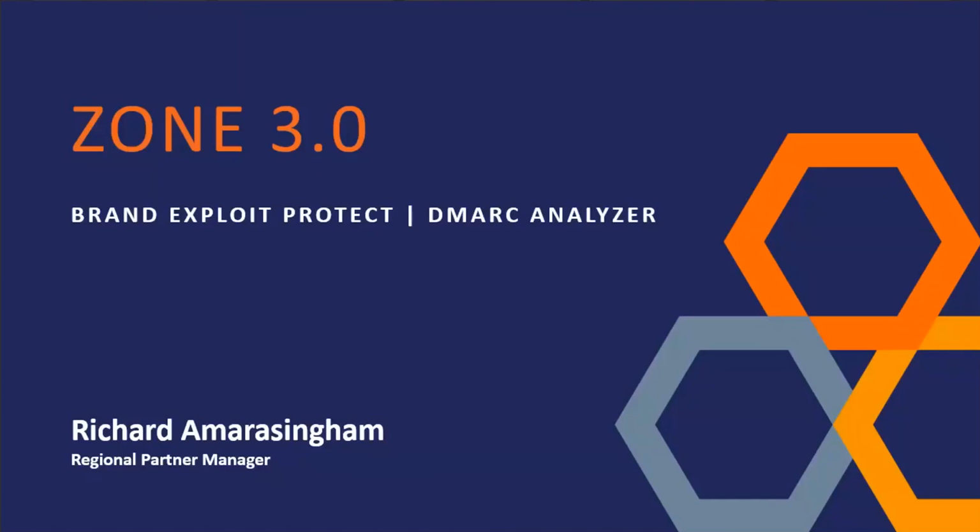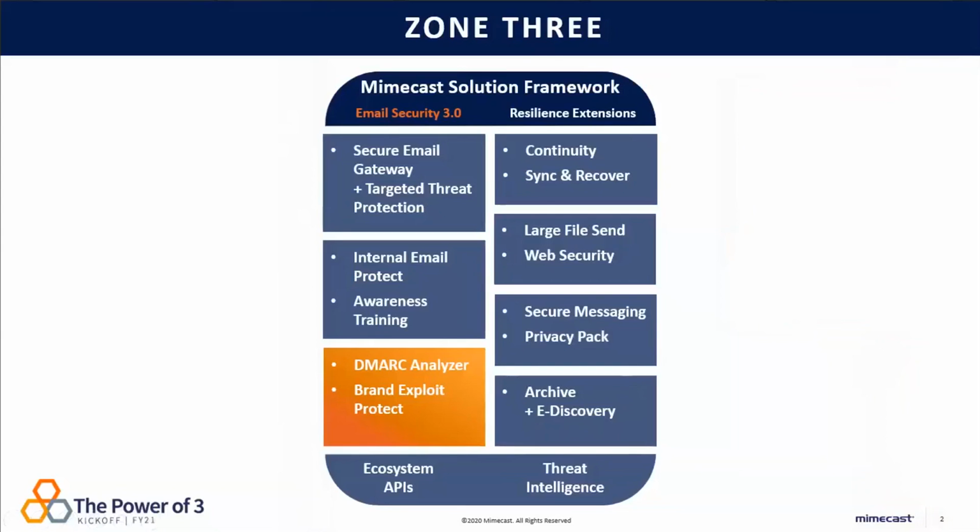So we're going to look at Zone 3, which covers some real-life scenarios of how attackers attack organizations. To cover Zone 3, it's really going to be focused around our DMARC Analyzer and Brand Exploit Protect as part of the Mimecast solution framework of Email Security 3.0.